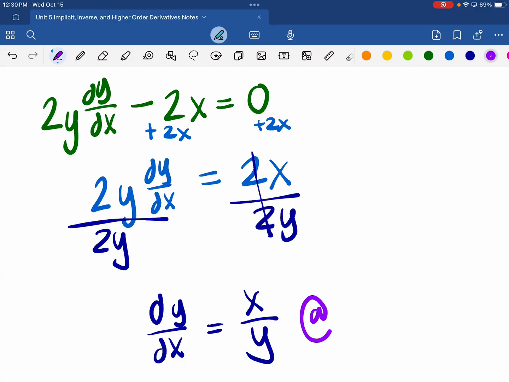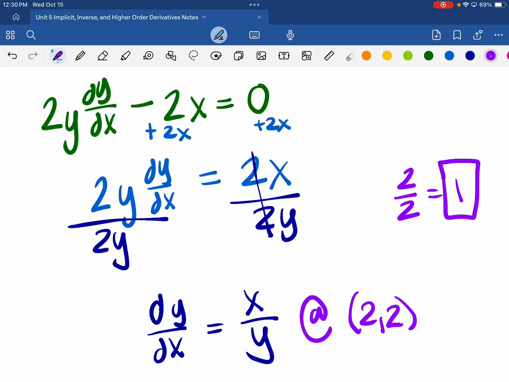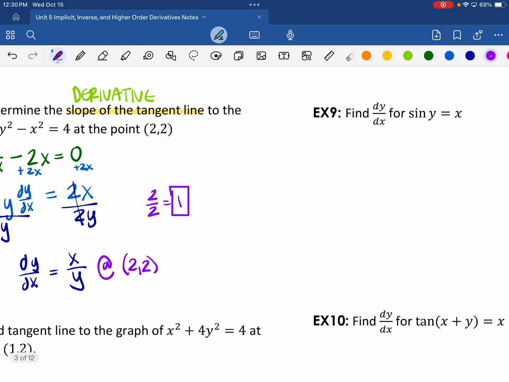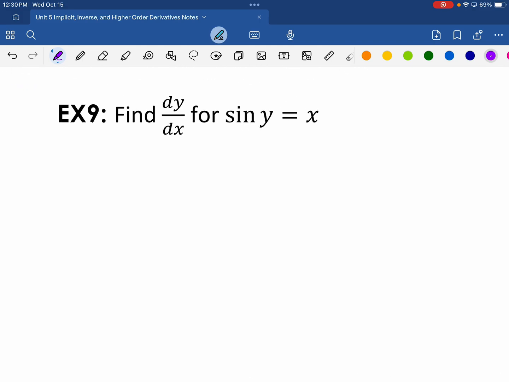And the point that we're plugging in is 2 comma 2. All right, so that was given in the problem. And so when you put 2 divided by 2, your slope is going to be 1. All right, but you need to know that the slope of the tangent line means derivative, and then you plug in your point. All right, go to number 9.